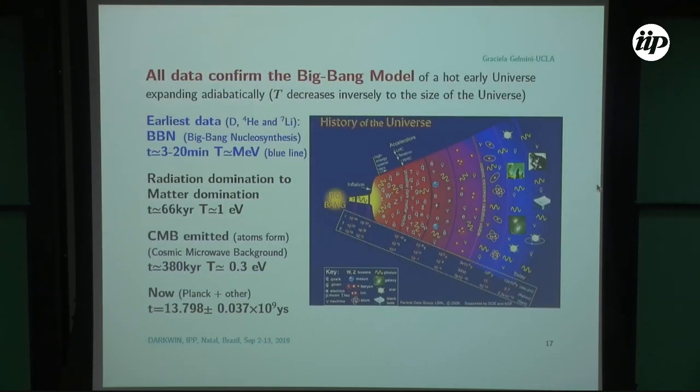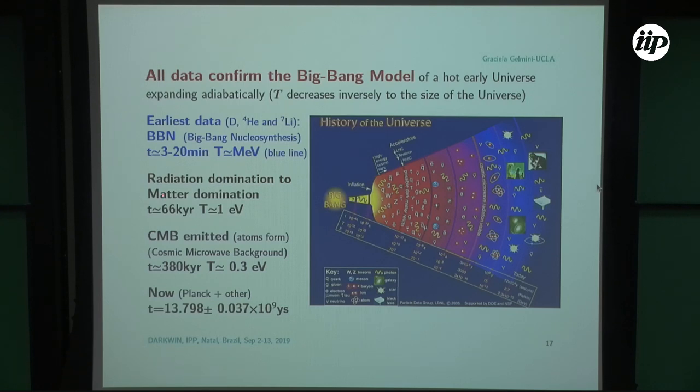So all data confirm the Big Bang model, a hot early universe, radiation dominated, expanding adiabatically, therefore the temperature decreases essentially inversely to the size of the universe, due to entropy conservation. The earliest episode in the history of the universe from which we have data is Big Bang nucleosynthesis, which happens a few minutes after the bang. Big Bang nucleosynthesis in this plot is this blue line, 10 to the 2 seconds is this one, right? So essentially we really do not know much of before. We don't have data from before.